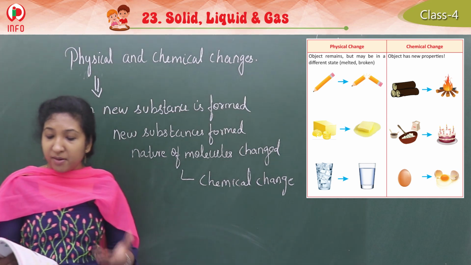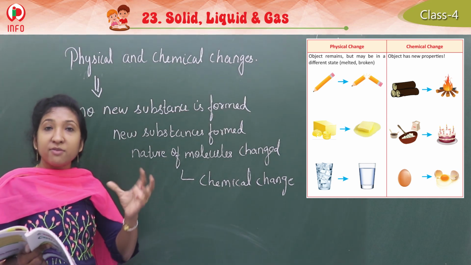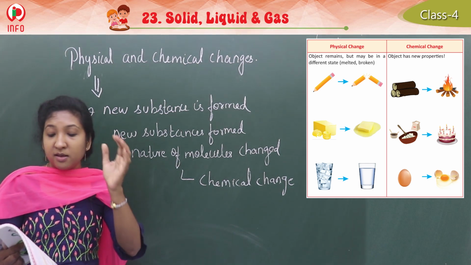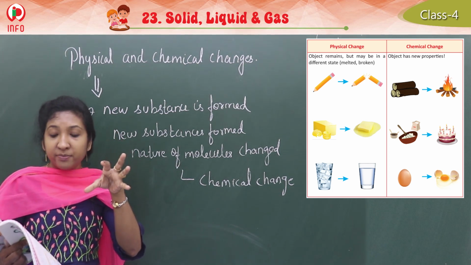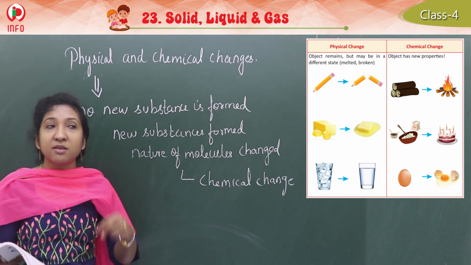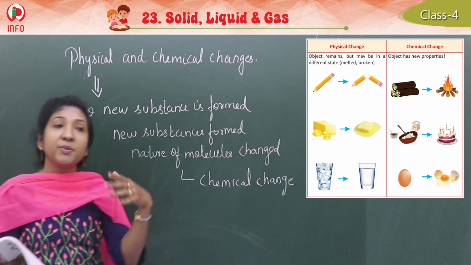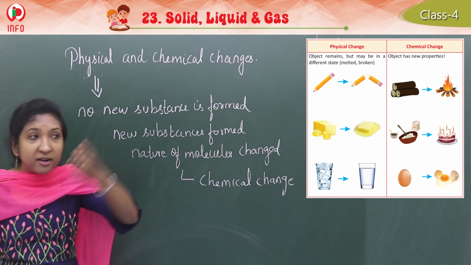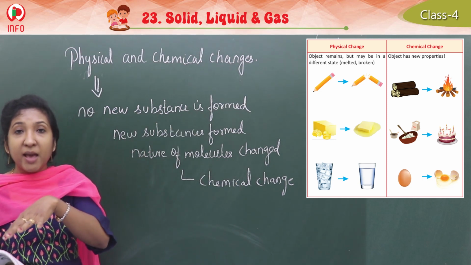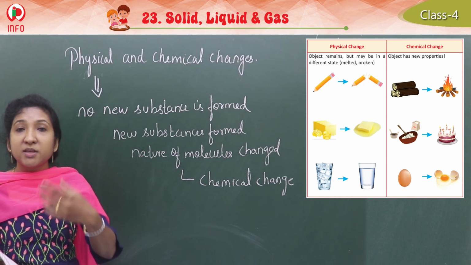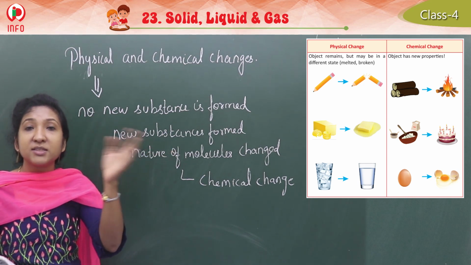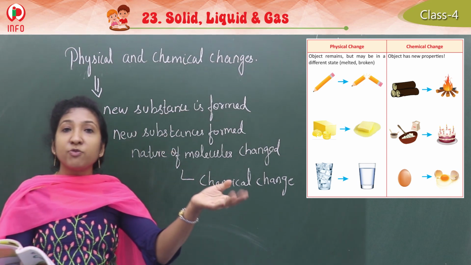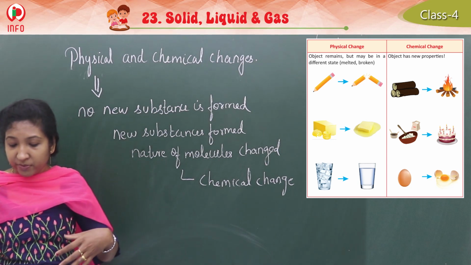You can see the example, wood. See the image of the wood. When it burned, what happens? You can see fire coming out. After burning, you can see smoke and ash. We cannot convert that to wood again. So here, what happens when we burn wood? A new substance is formed. The nature of the molecules is different. Before it was wood, now it is ash and smoke.